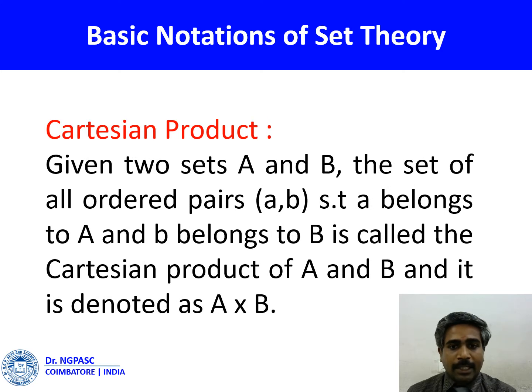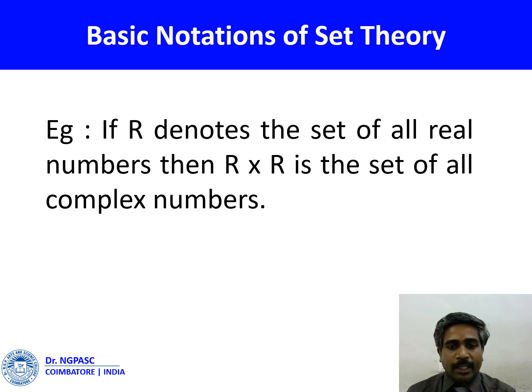The next, Cartesian product. Given two sets capital A and capital B, the set of all ordered pairs (a, b) such that a belongs to capital A and small b belongs to capital B is called the Cartesian product of A and B, and it is denoted by A cross B. Simply, the first element belongs to the first set and the second element belongs to the second set. The elements are in between parentheses, separated by commas. If capital R denotes the set of all real numbers, then the Cartesian product R cross R is the set of all complex numbers.